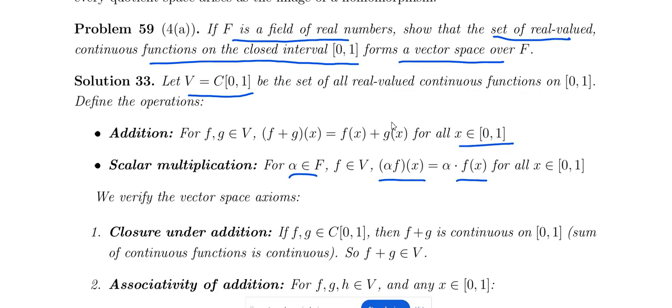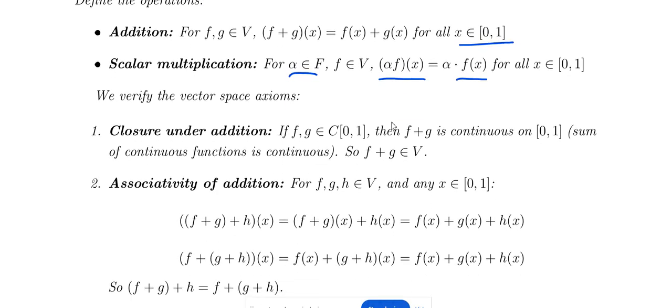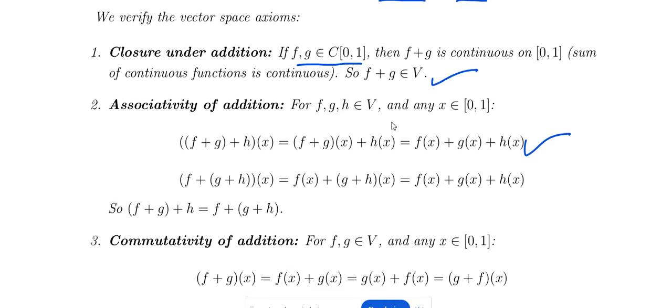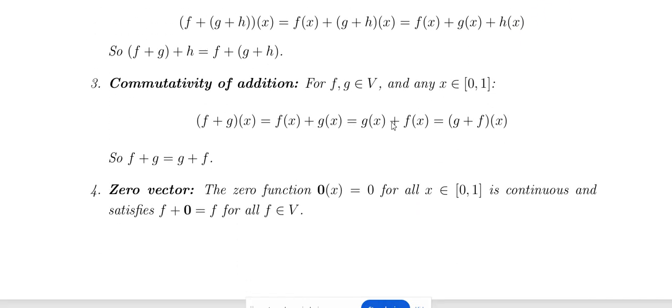So this obviously has to satisfy closure and associativity. Closure means if f, g belongs to C of 0, 1, continuous functions on 0, 1, meaning the set of continuous functions on 0, 1, then taking two elements, f plus g is also continuous on 0, 1. So closure is true, associativity is obviously true, and the commutative property, f plus g of x.